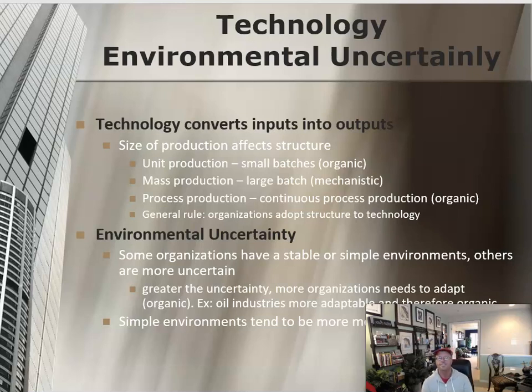So technology and the size of the technology that you use, often called size of production, does affect the structure and the design. So if you're in small batches, you tend to be organic. If you're making some bracelets or something that requires more hand-eye coordination, or certainly much more input from employees, then you tend to be more organic. If you're making large batches, it tends to be mechanistic. If you look at how they make beer or just about any type of mass food, it's very mechanistic.